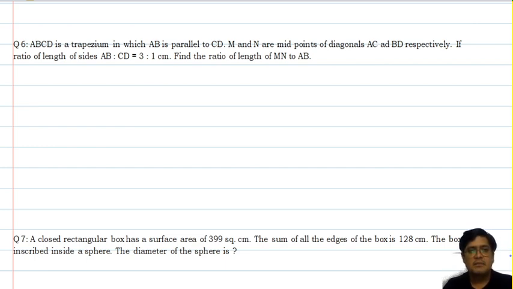ABCD is a trapezium in which AB is parallel to CD. M and N are midpoints of diagonals AC and BD respectively. If the ratio of length of sides AB to CD is 3:1, find the ratio of length of MN to AB. Now, AB is the longer length, CD is the shorter length. The ratio is 3:1.